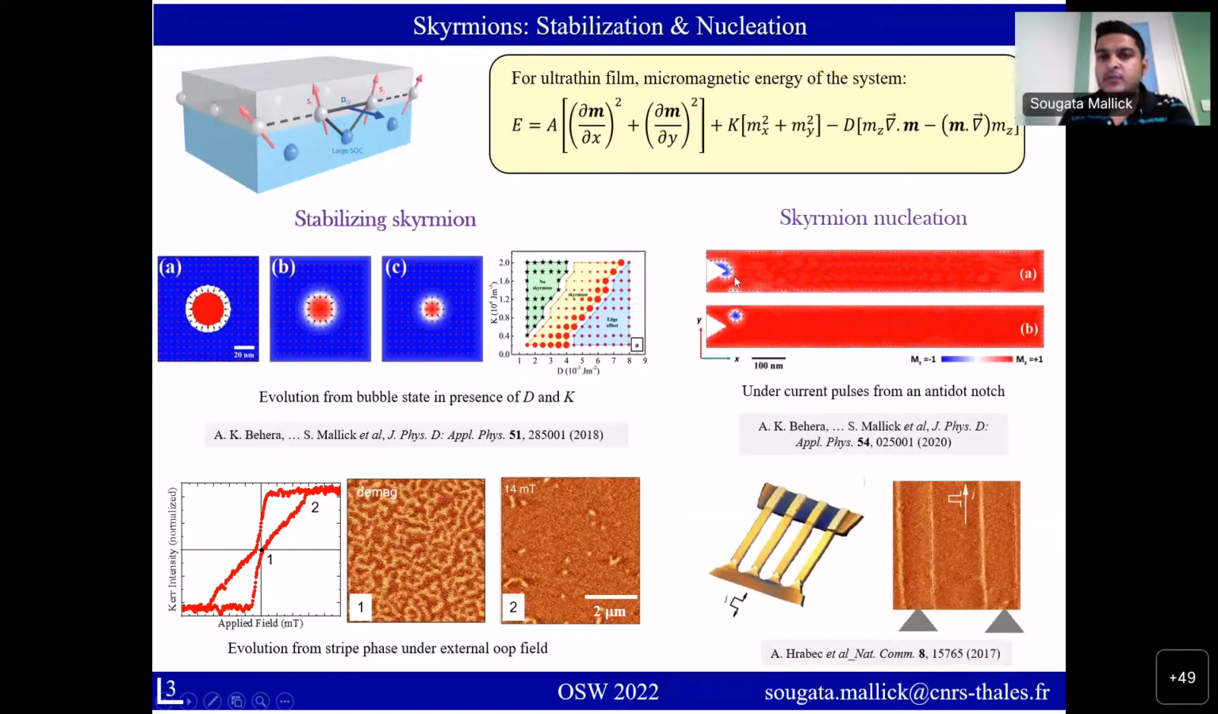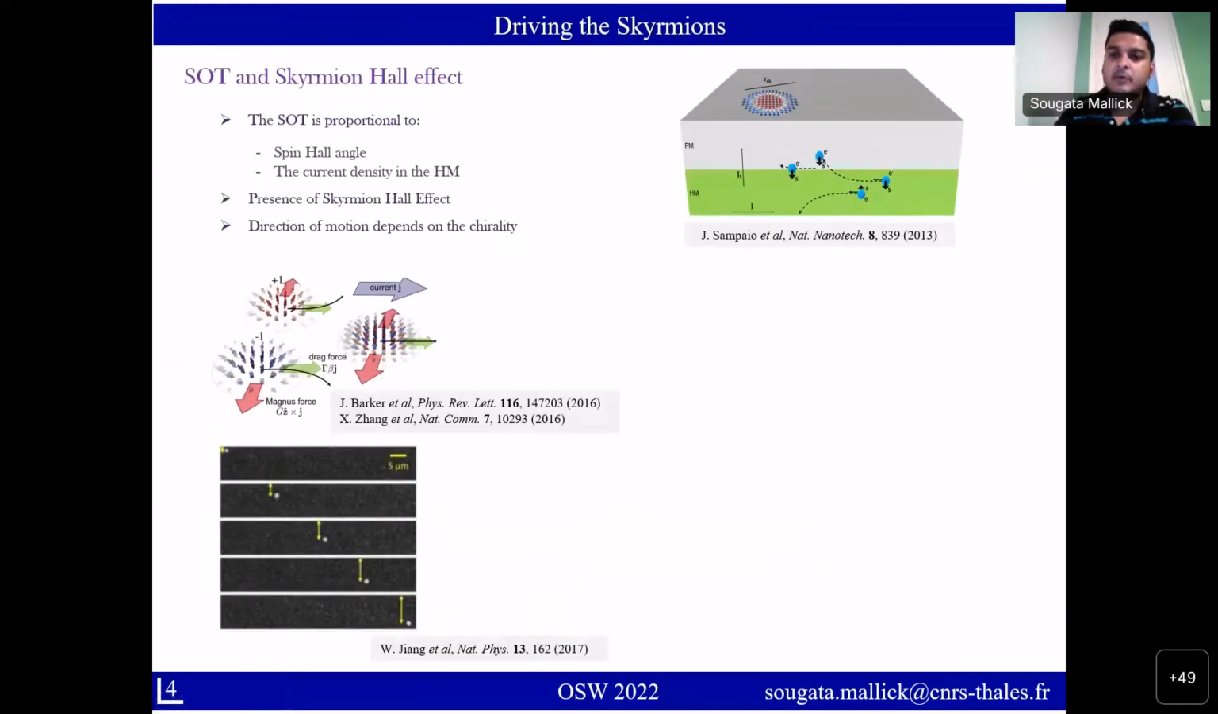Also, you can nucleate them using notches, because here you will have more heating and accumulation, and the current density will be larger in the track. So when you put some current pulses, you can nucleate the skyrmion from these notches, which has also been experimentally realized elsewhere. Now, one important aspect of skyrmions is that they can be driven using spin torques.